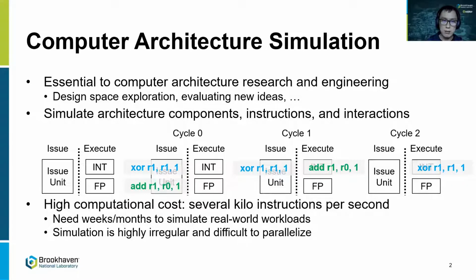So this traditional type of simulator suffers from high computational costs. The state-of-the-art gem5 simulator executes at a speed of several thousand instructions per second. And we will need weeks, even months to simulate real-world workloads at this speed. Because this discrete event simulation is highly irregular and difficult to parallelize, their performance didn't improve much in recent years.